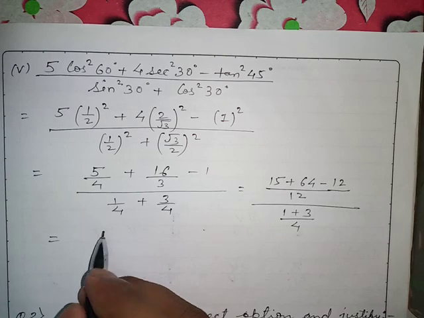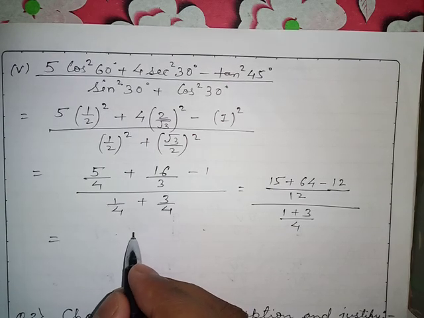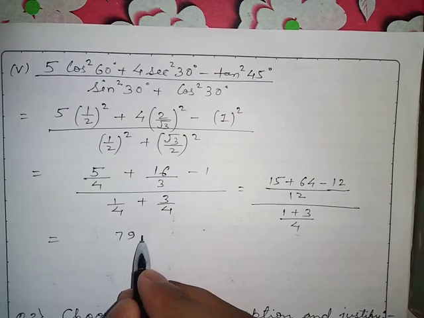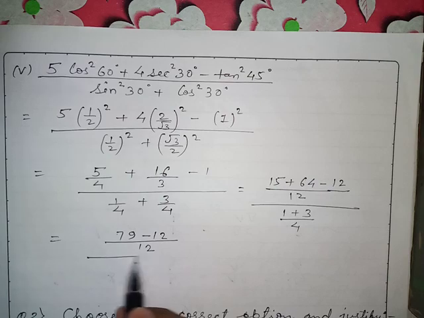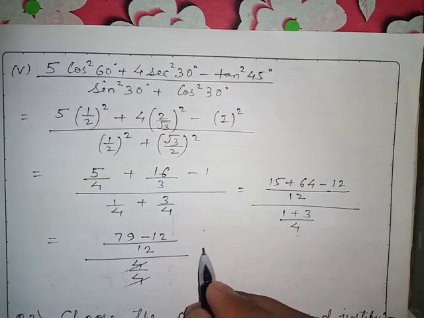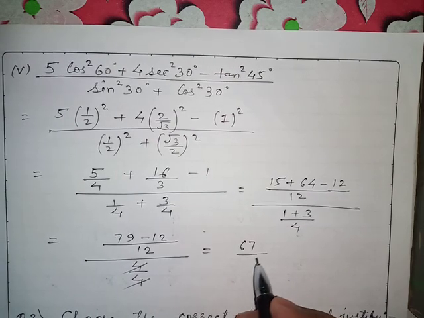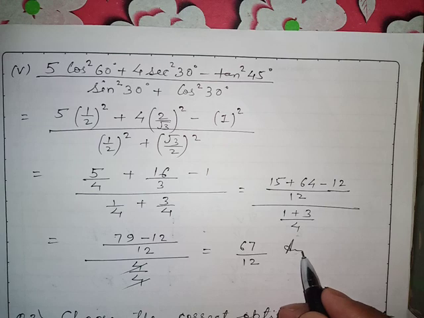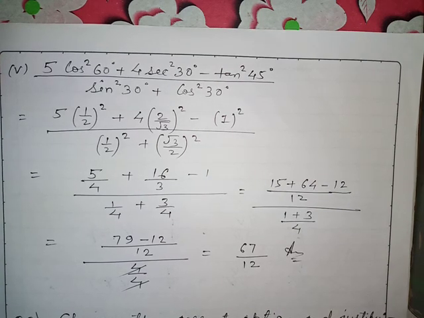64 plus 15, that is 79. 79 minus 12, and in this part that is 4 upon 4. So this 4 cancels out. So 67 minus 12, that is what? 67 upon 12. Okay, so this is our required answer. In this way we will solve this one.